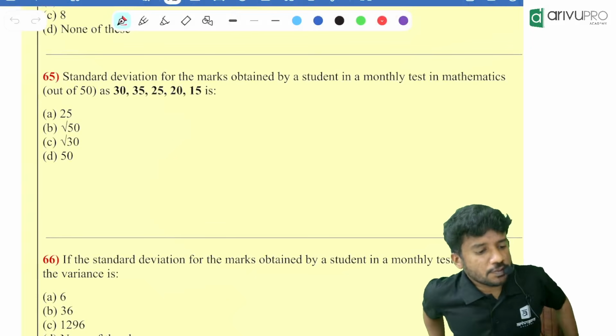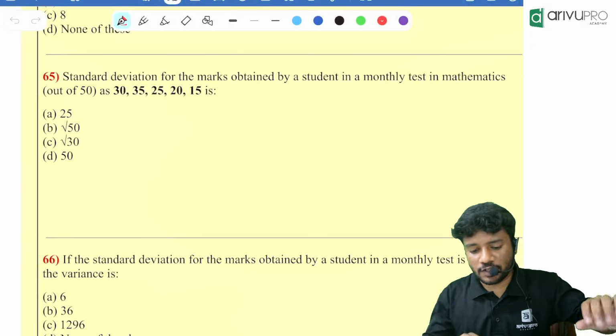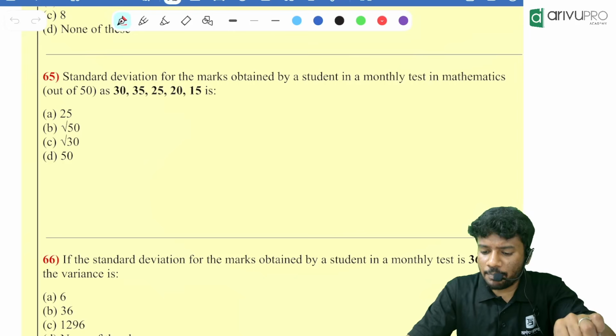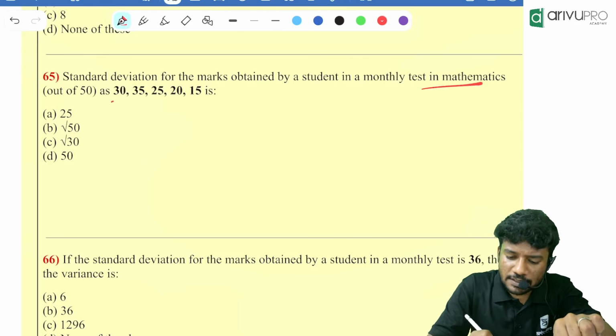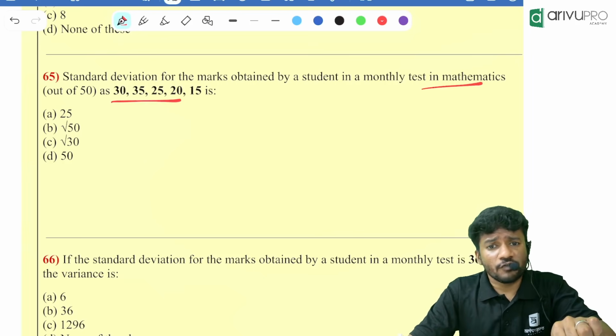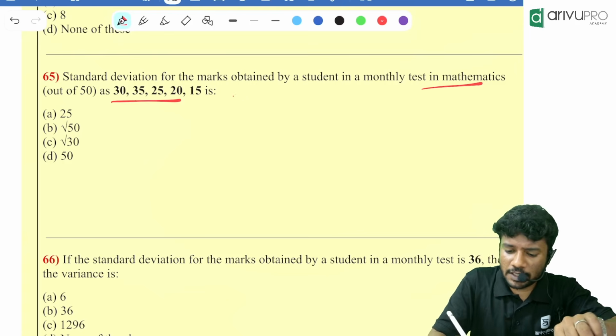Find the answer for this, people. The standard deviation of the marks obtained by a student in a monthly test in mathematics is given as below. We need to find the standard deviation. First, you need to find the arithmetic mean.